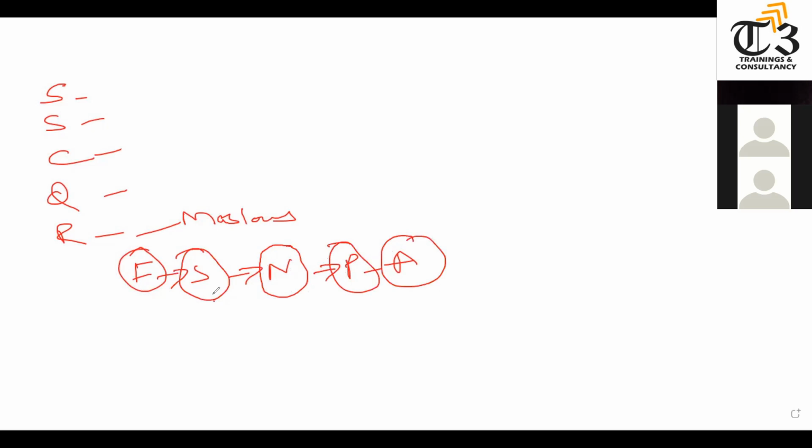If from storming they cannot adjust themselves, we will say, please leave us. So this is the Tuckman ladder framework for team development: forming, storming, norming, performing, adjourn.